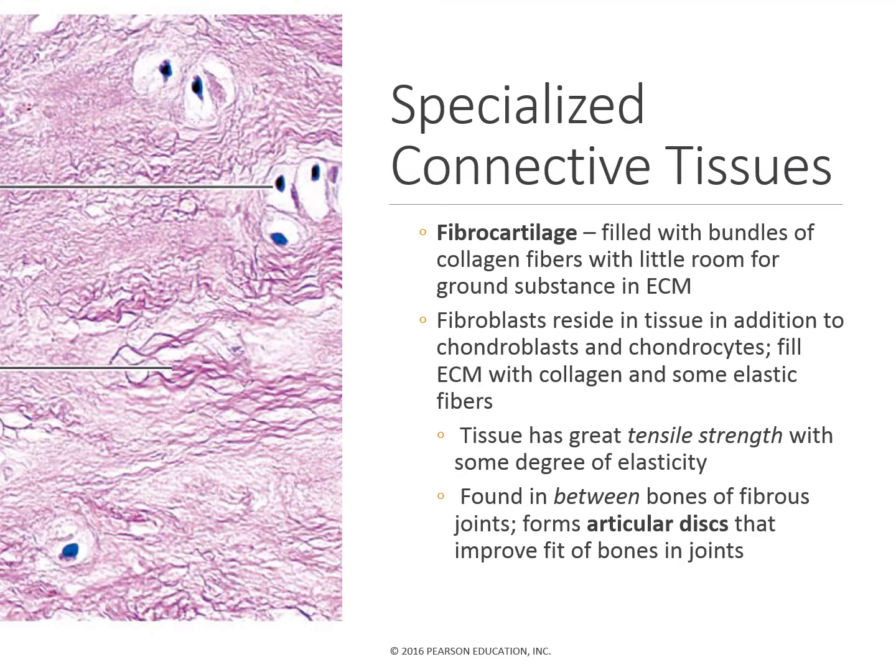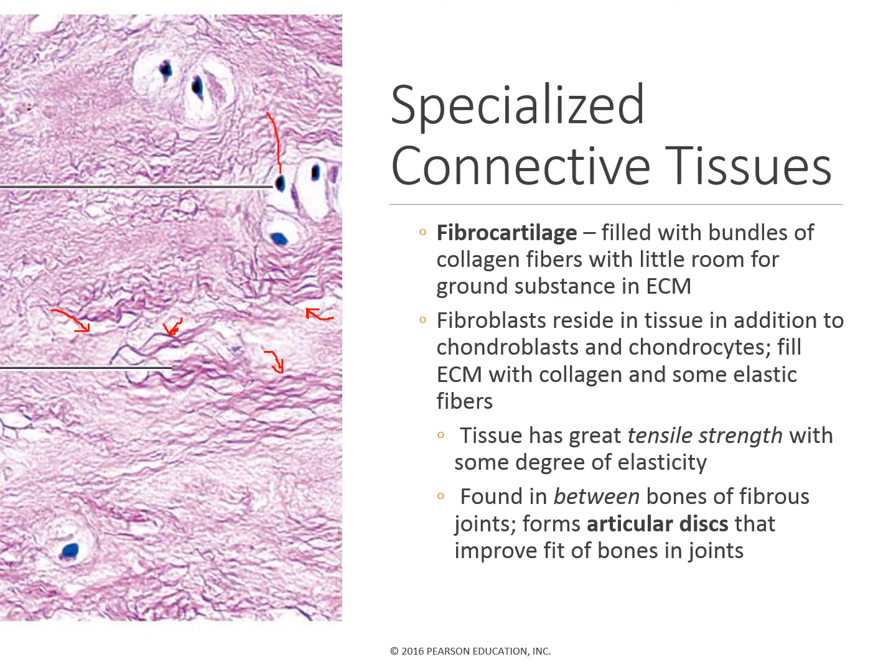This is fibrocartilage. You'll know this tissue when you see it because it's filled with bundles of collagen fibers and there's little room for ground substance in the ECM. Look at this image. You don't see the vast fields of white that you saw with the loose or areolar tissue. This ECM is chock full of stained strands like these. Those are the collagen and elastic fibers. Fibroblasts reside in this tissue in addition to chondroblasts and chondrocytes.